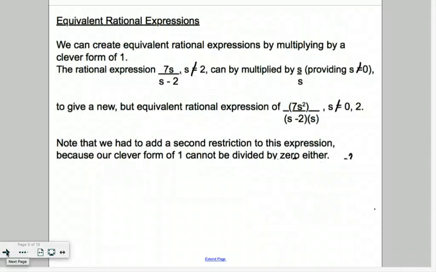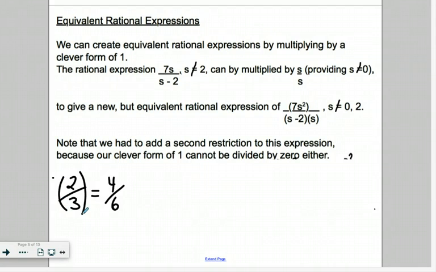Okay? Now, similar with equivalent fractions, right, we can also create equivalent rational expressions by, again, multiplying by this clever form of 1. So let's just briefly pause and think about what we know with fractions, right? So if I were to have, let's say, the fraction 2/3, okay? If I want to make an equivalent fraction to 2/3, you might easily say, oh, 4/6, right? But what you've essentially done here is you've taken 2/3 and you've multiplied it by 2 over 2. You've essentially just multiplied it by a form of 1, right?